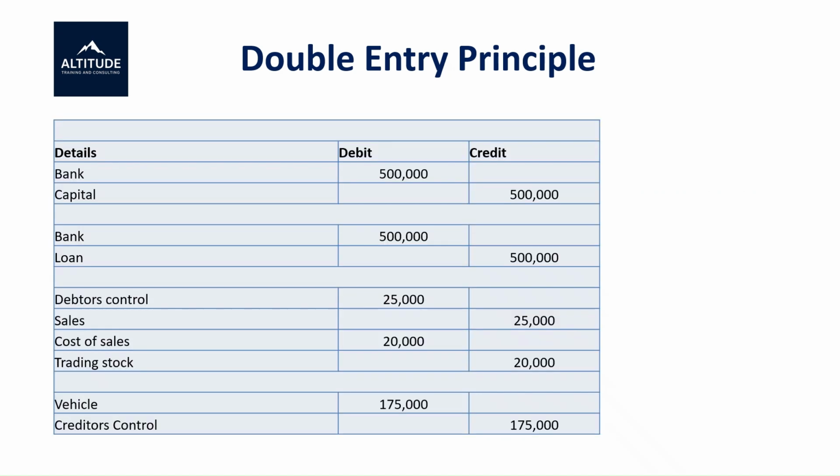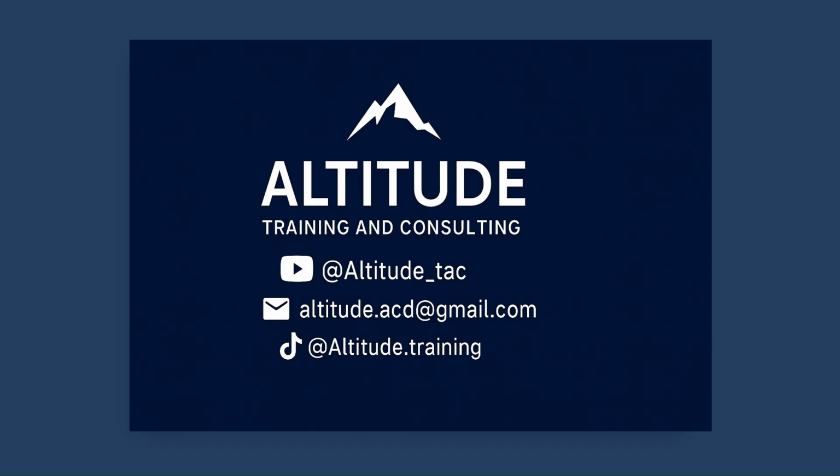And this is how we would write the journal. We are going to debit the bank for the first transaction, credit capital. Debit the bank for the second transaction and credit the loan. The third transaction, debit debtors control, credit sales. Debit cost of sales, credit trading stock. And the last transaction, we are going to debit vehicles and credit creditors control.